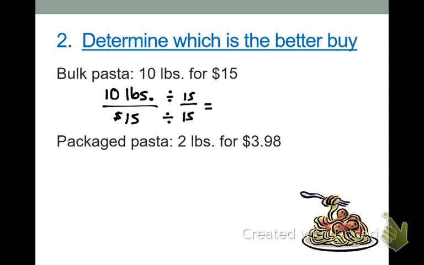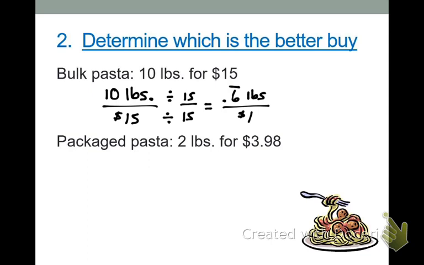Put that in your calculators for me, please, to find the unit rate. All right, Michael, what'd you get? 0.6 repeating over $1. Okay, 0.6 what? 0.6 repeating pounds per dollar. All right, so that's the unit rate for bulk pasta.